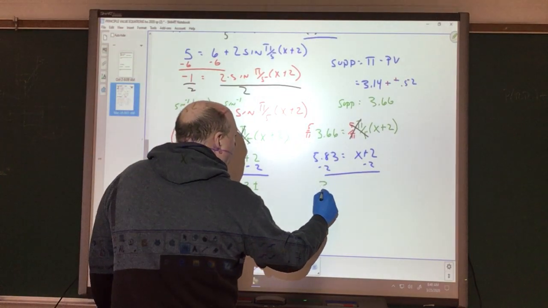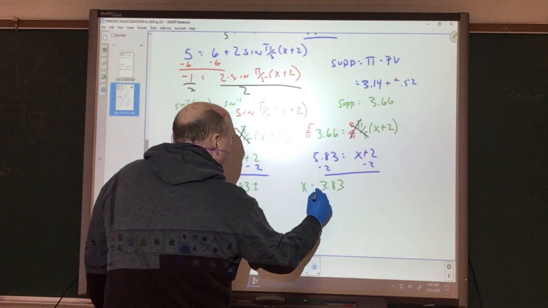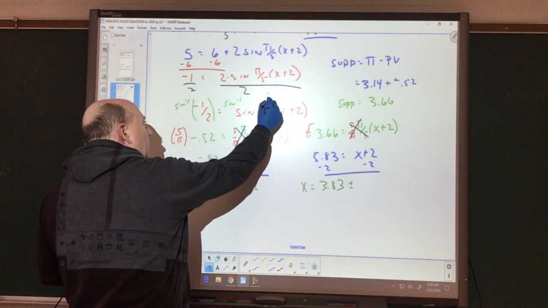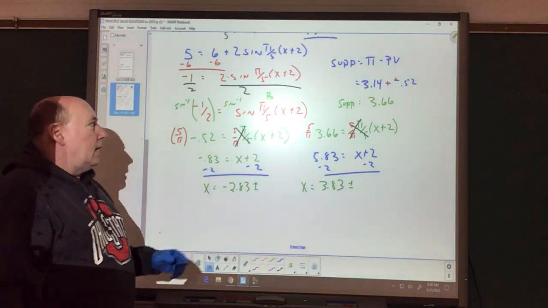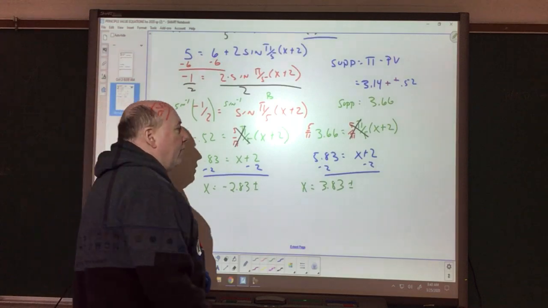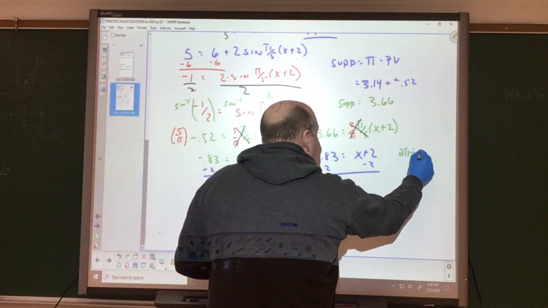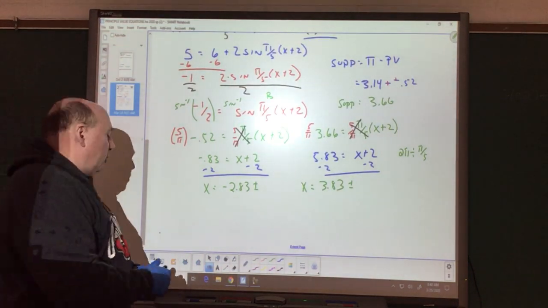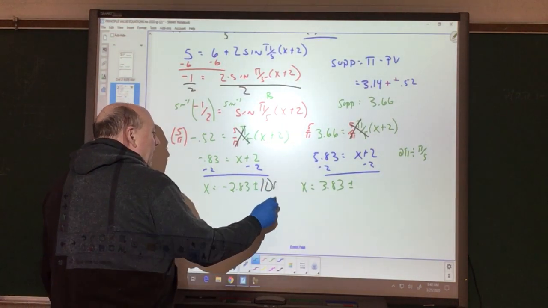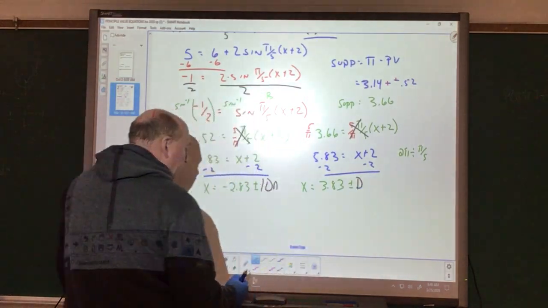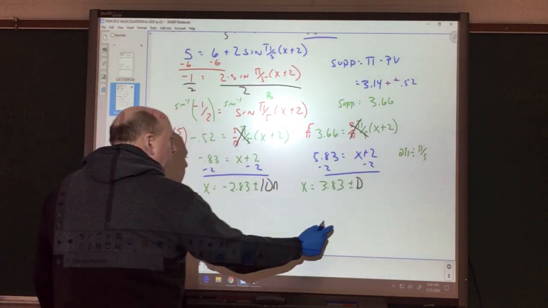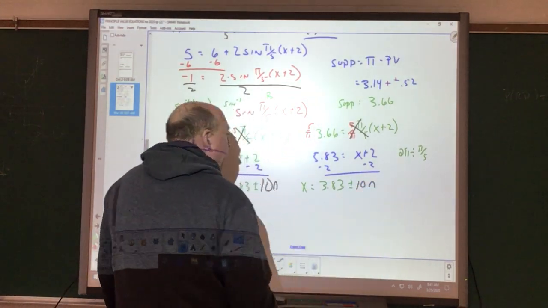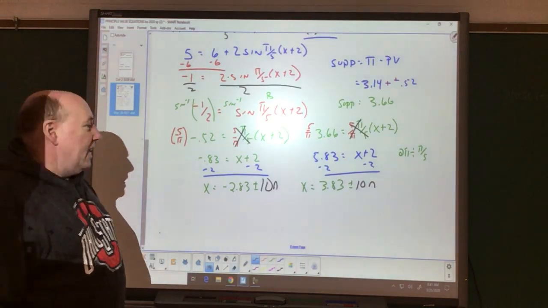And over here we get 3.83 plus or minus the period n. Our b value is pi over 5. So we take 2 pi divided by pi over 5. So we flip and multiply, the pi's go bye-bye, so we have 5 times 2, so we have a value of 10n. Whoopsie. We have 10n.